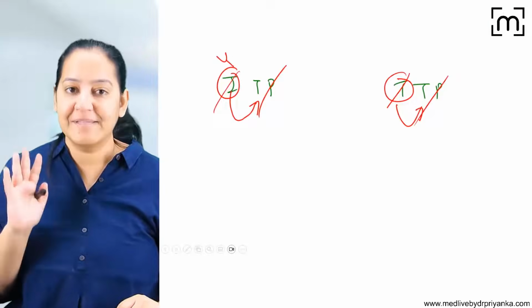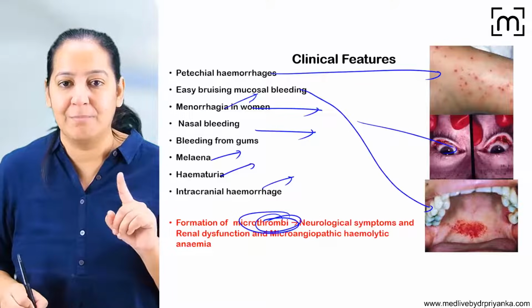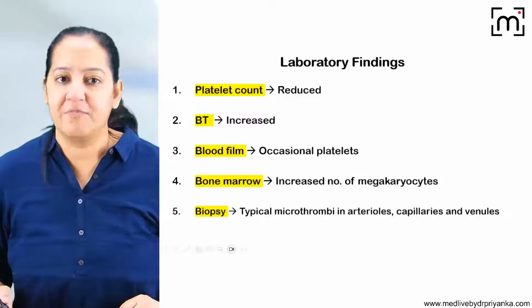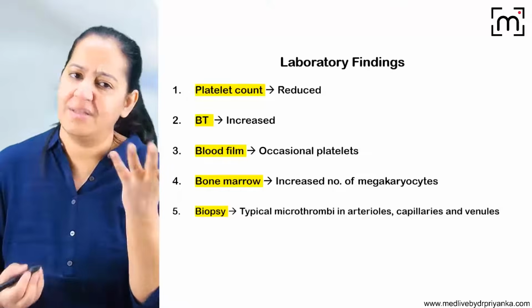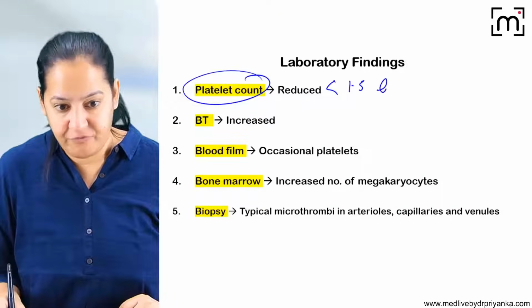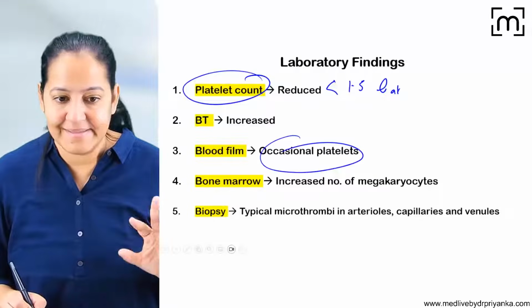So I hope the concept is crystal clear in ITP and TTP. Here, as an additional finding, you will get the thrombus mainly in the brain and in the renal vessels, and the symptoms of MAHA can be there. In the lab investigation, the platelet count will be less than 1.5 lakh, of course. If you see the peripheral smear, occasional platelets are there, not in clusters, singly.